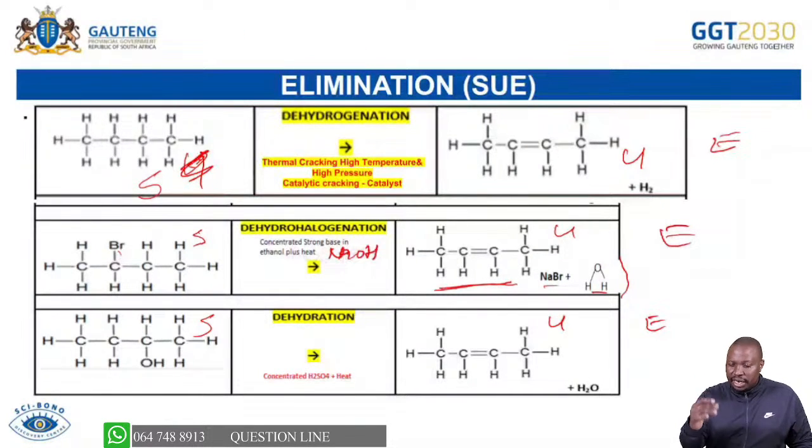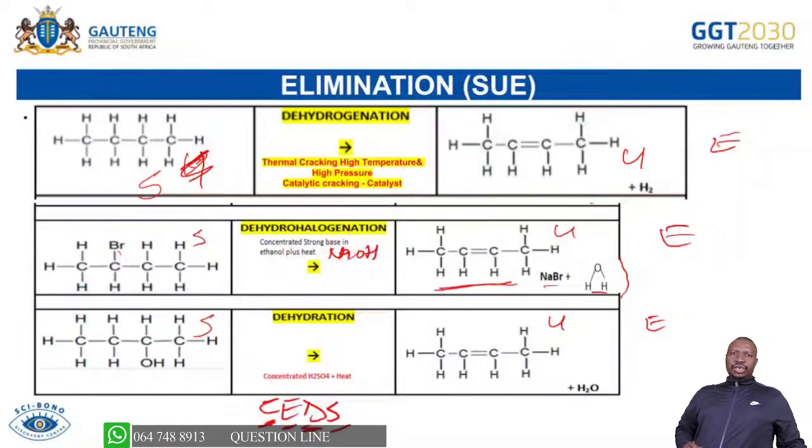Elimination, we use concentrated. Remember when I started, there was USA SU-SSS and CEDS. That CEDS, then, for concentrated is for elimination, dilute is for substitution. So you are able to do that with no problem. Now you see that here we use concentrated strong base, which can be sodium hydroxide.